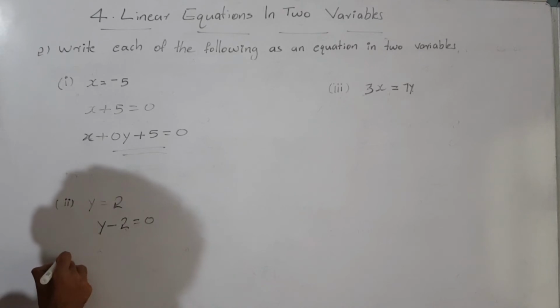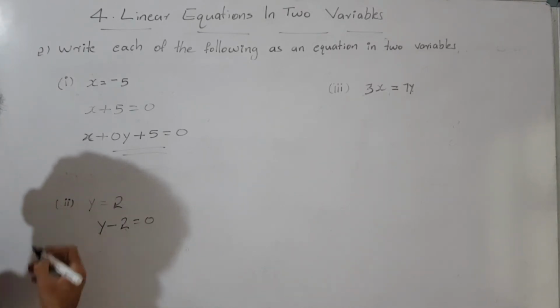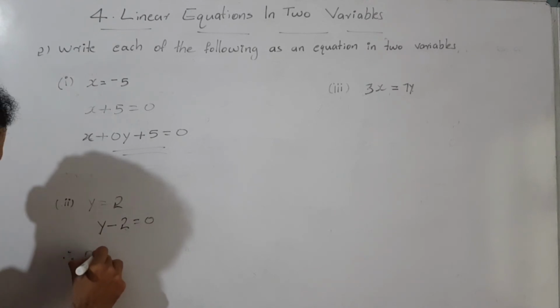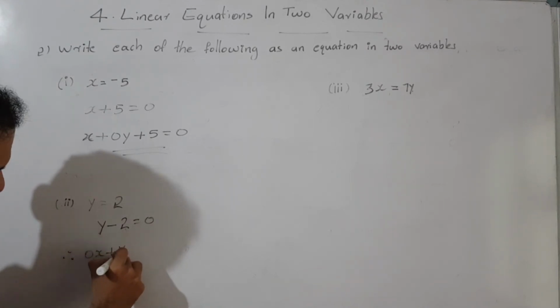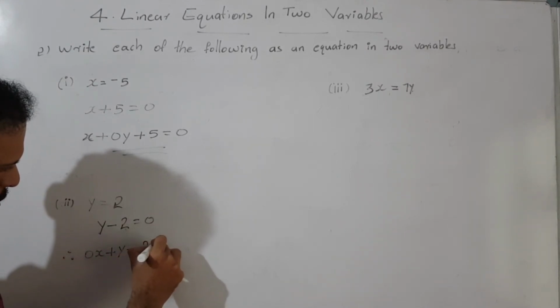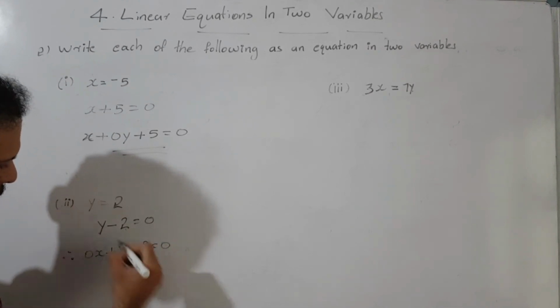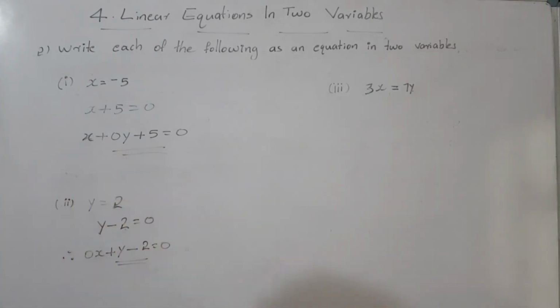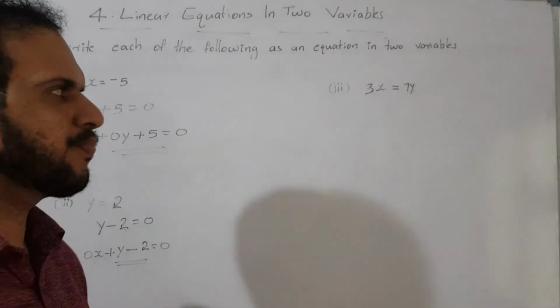Therefore, how to write? 0x plus y minus 2 is equal to 0. What is the value of a? A is 0. What is the value of b? B is 1. What is the value of c? That one is minus 2.